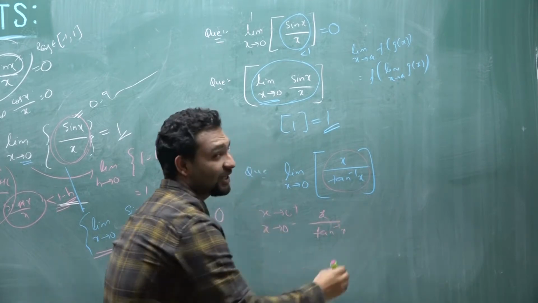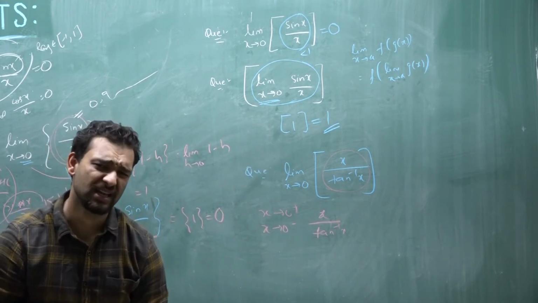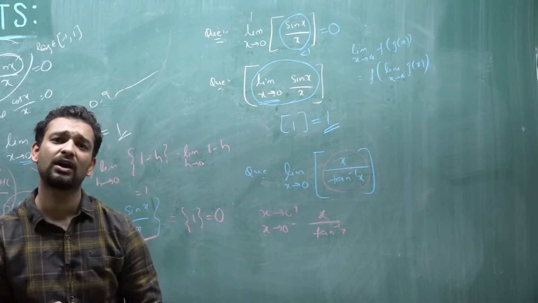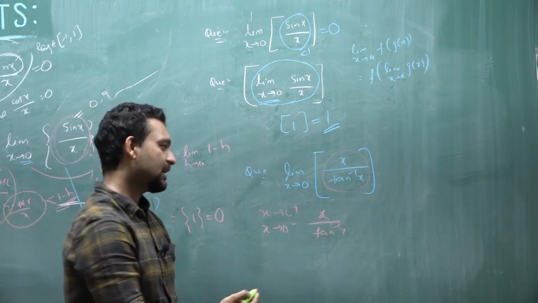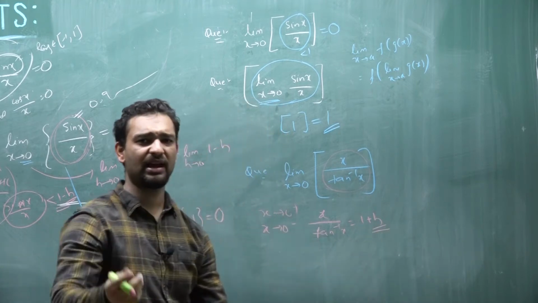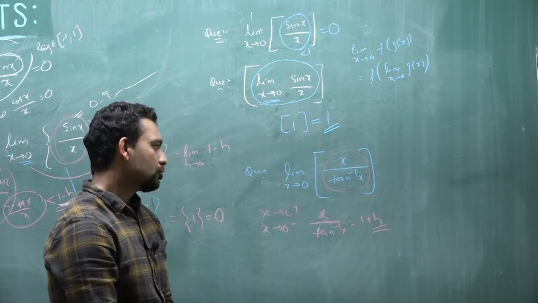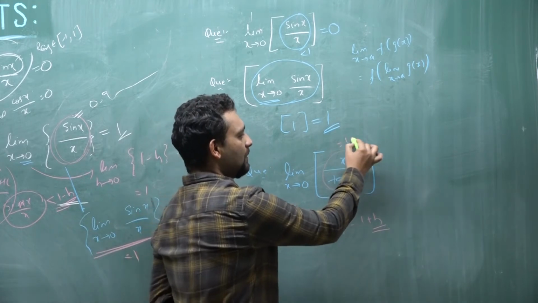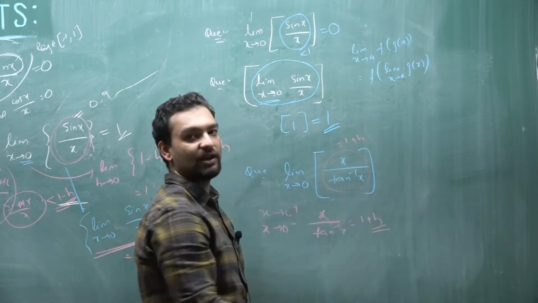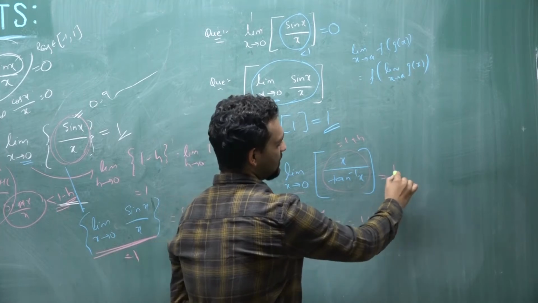x upon tan inverse x will be what? It will always be greater than 1. Just slightly greater than 1, but greater than 1, yes. So I can say its value will be 1 plus h, 1 plus an infinitesimally small value. The greatest integer of this value will always be 1, right? So the final answer for this will be 1.